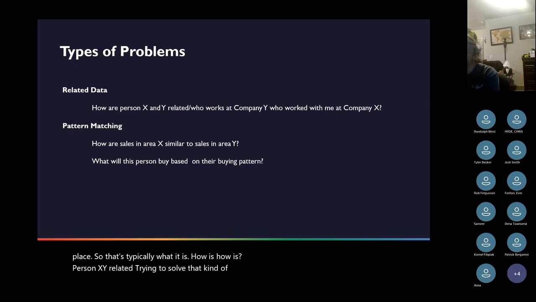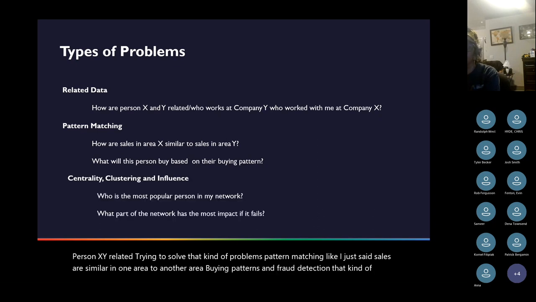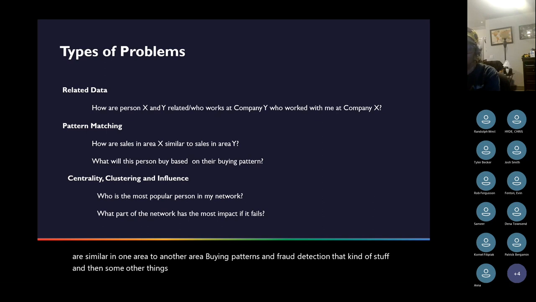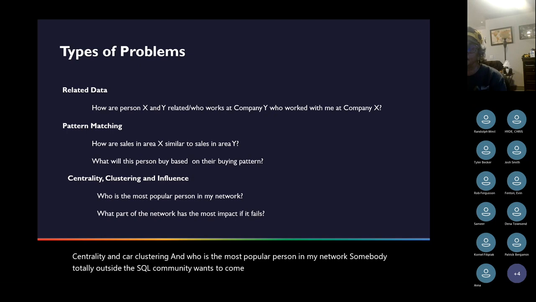Pattern matching, like I just said, for example sales being similar in one area to another area, buying patterns, fraud detection, that kind of stuff. And then some other things like centrality and clustering, and who is the most popular person in my network. Like somebody totally outside the SQL community wants to come in and find out who has, my boss was completely poorly informed about any kind of SQL family or SQL community stuff.